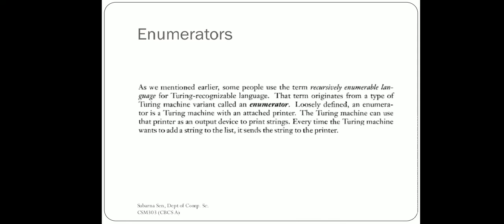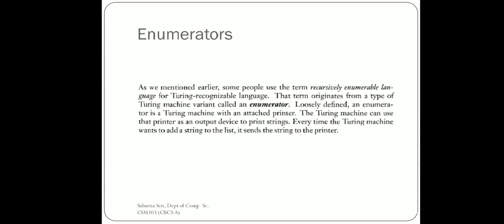We will think of a Turing machine. A Turing machine is something which can process a string of inputs. By placing its head at a position, wherever it points, it processes that input string. After processing, it transits to a different state, and we all know how a Turing machine works. If we think of a Turing machine with an attached printer, it will be an enumerator. The Turing machine can use that printer as an output device to print strings.